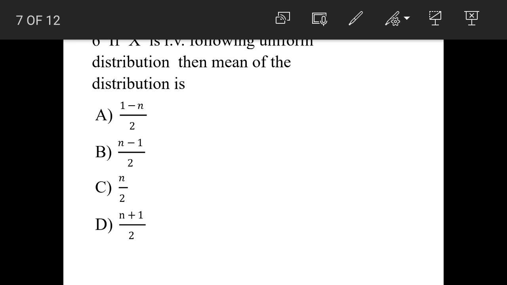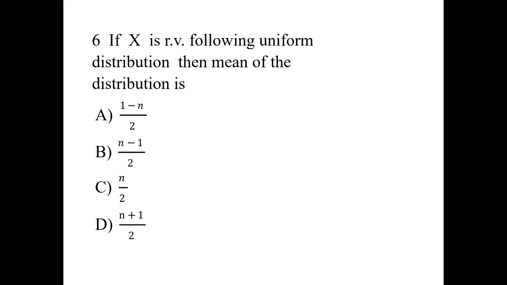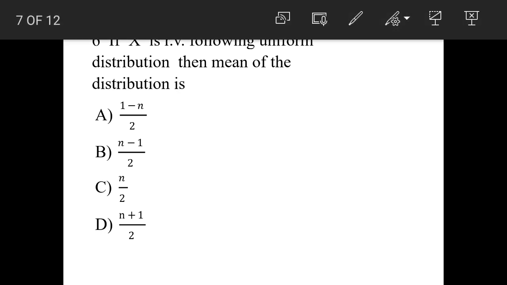Now sixth MCQ is: if X is a random variable following uniform distribution, then the mean of the distribution is n plus 1 divided by 2. That is option D. We know the mean of uniform distribution is n plus 1 divided by 2.